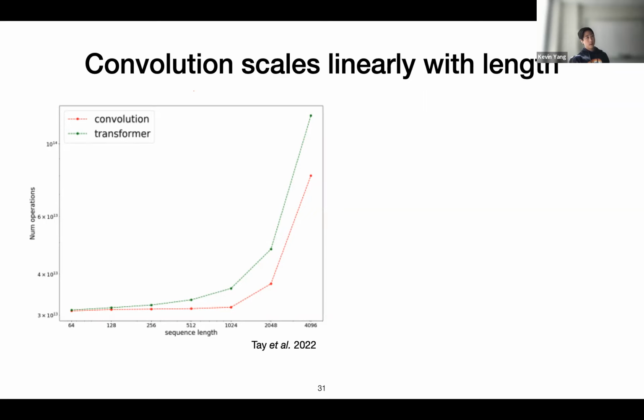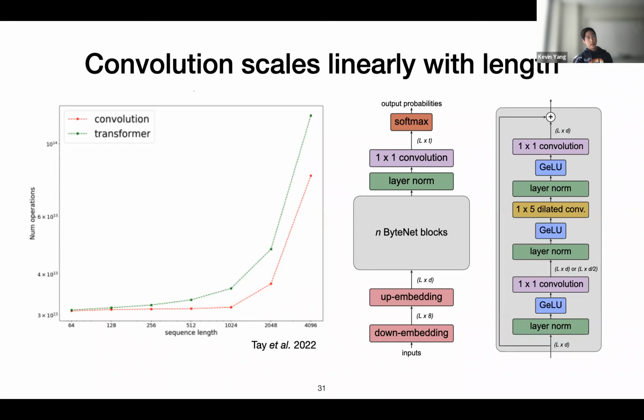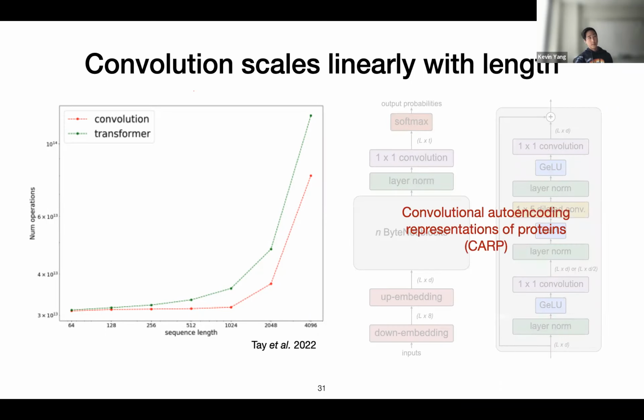The convolutional architecture we're going to use is very similar to the transformer, except instead of that attention layer, we're going to use what are called ByteNet blocks. In this ByteNet convolution block, the 1x1 convolution is exactly like the position-wise feed-forward in a transformer. So what's really different is the 1x5 dilated convolution, replacing attention. And you have to dilate your convolution to be able to get a receptive field across the whole sequence. We're going to call this model CARP, convolutional autoencoding representations of proteins.